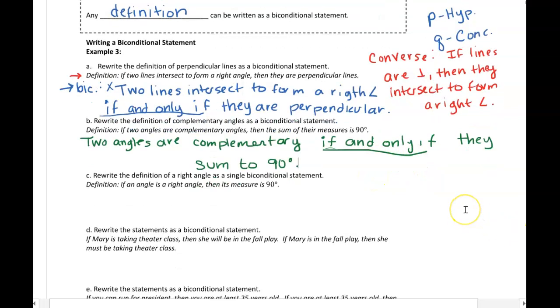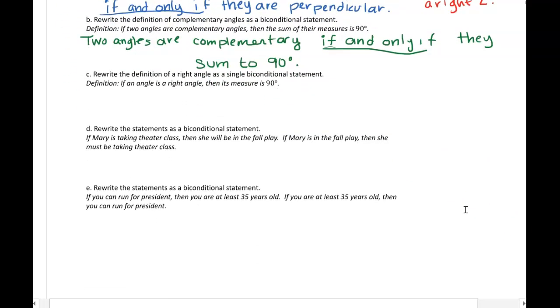All right, what I want you to do is pause this video, and then write C, D, and E as a biconditional statement. And when you're done, unpause it and we'll go over them.